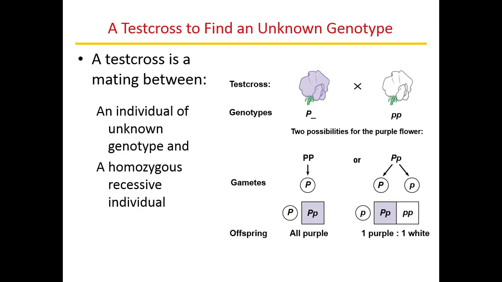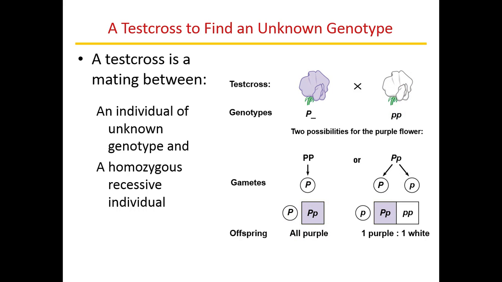A test cross is a special case where you have an individual who's got the dominant phenotype. So you have a purple flower, but you don't know, is it homozygous dominant or is it heterozygous? What you would do in this case is you would mate your unknown purple flower with a white flower. Because if the purple flower was homozygous dominant, or big P, when you mate that with a little p flower, you're going to end up with all of your offspring being purple.